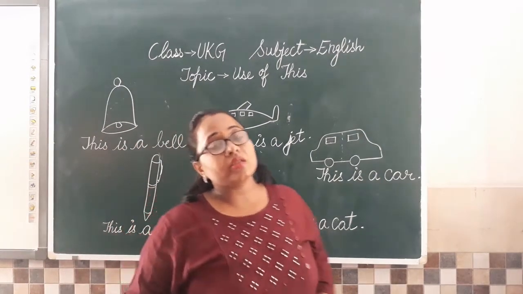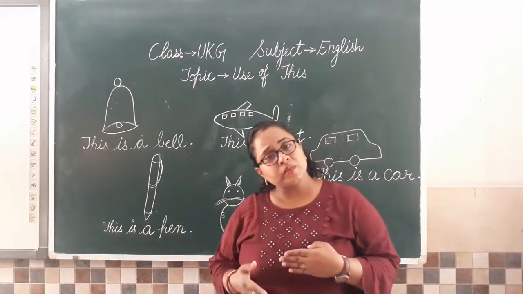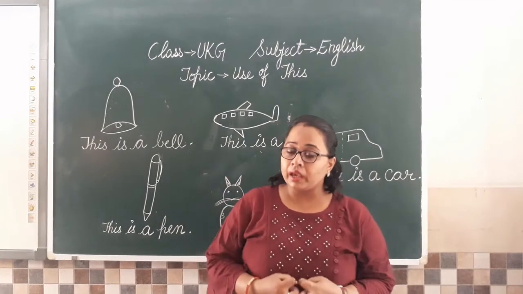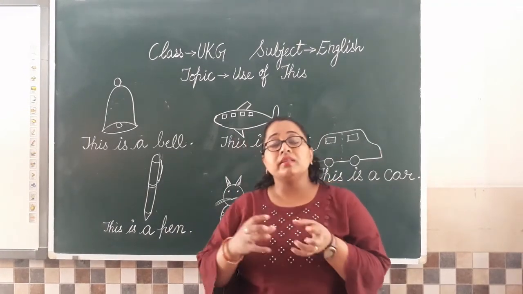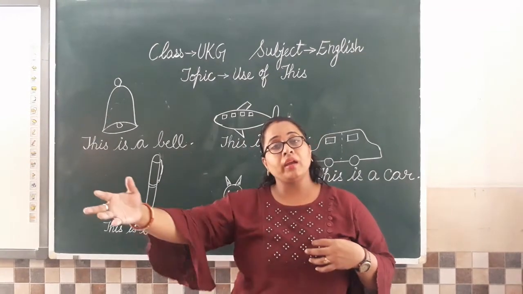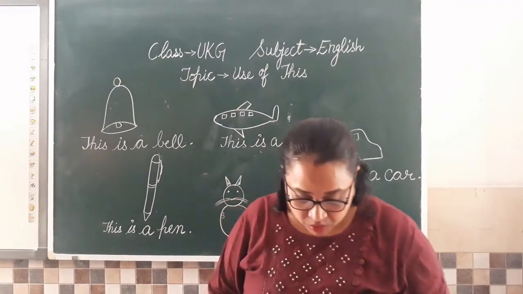So this is used for those objects that are near to us. ये living objects भी हो सकते हैं, non living भी हो सकते हैं. But अगर वो object पास में है तो वो this है. Clear? This is a ball. This is a bat. अगर वो आपके पास है, but अगर वो आपसे दूर है तो वो this नहीं है. Clear? So now today's work.